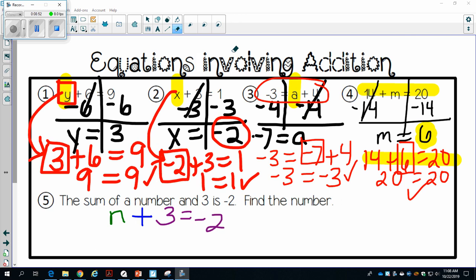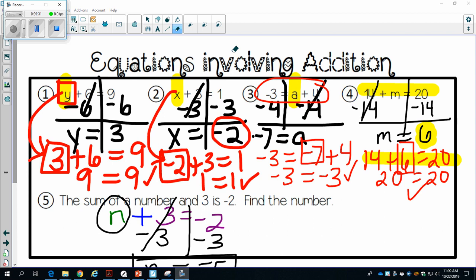So now we're just going to solve it, just like we did the ones above. I'm going to take my line down here so I can look at the two sides of the equation. I'm trying to isolate my variable, which is n. I've got plus 3, so I'm going to undo adding 3 by subtracting 3 from both sides. This is going to cancel out. And then n is equal to negative 2 minus 3, which is negative 5.